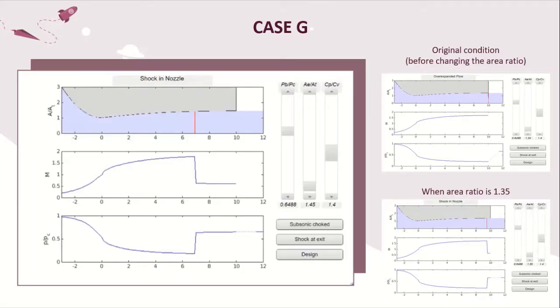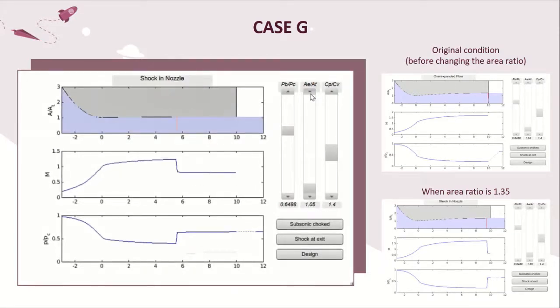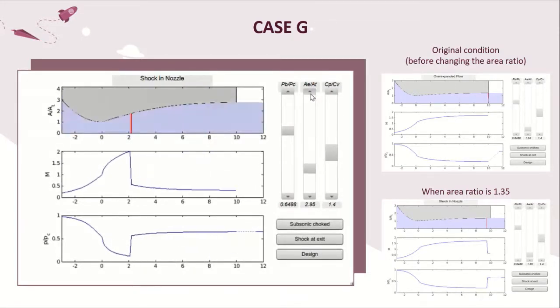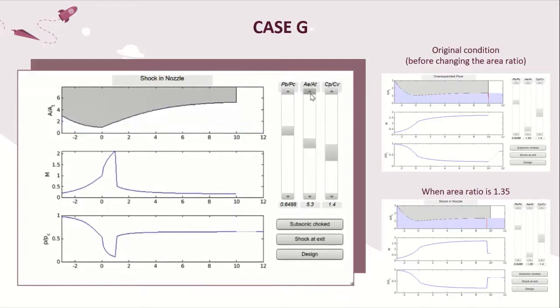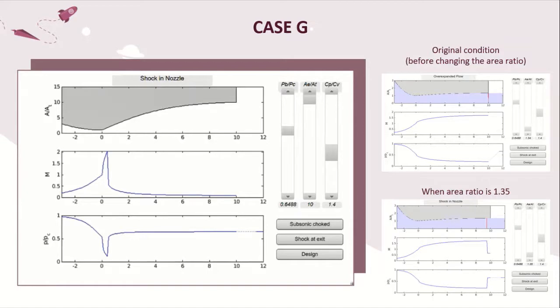So here is case G. In the original condition, the shock happened at x equal to 10. When the area ratio is decreased from x equal to 0 to x equal to 1.34, the shape is the same. There is only a slight difference in terms of geometries. What is interesting in this case is that when the area ratio increases to 1.35, the shock will be in a horizontal position.